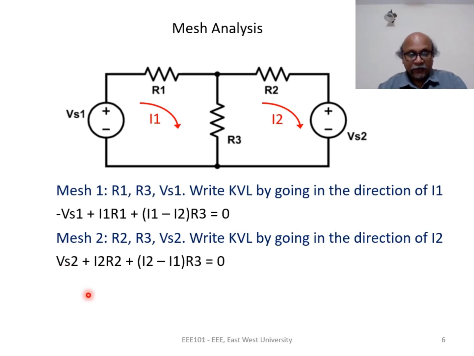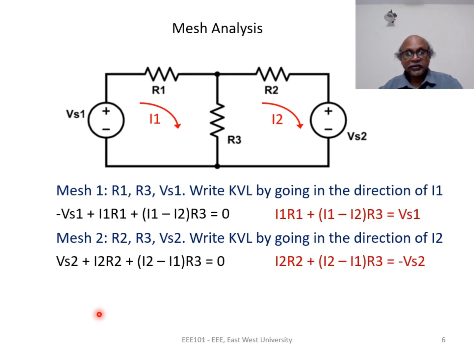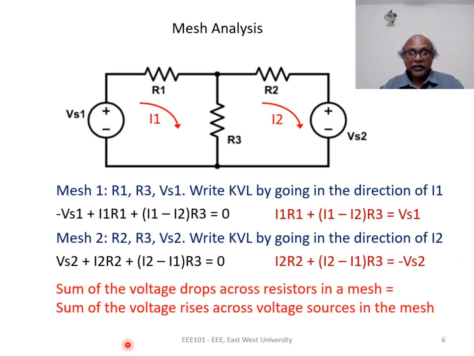In the next step, we can move the voltage source terms to the right hand side. So on the left hand side, we have the voltage drops across resistances. On the right hand side, we have voltage rises across voltage sources. From this, we can generalize the structure of the mesh equation, which can be expressed in this way.